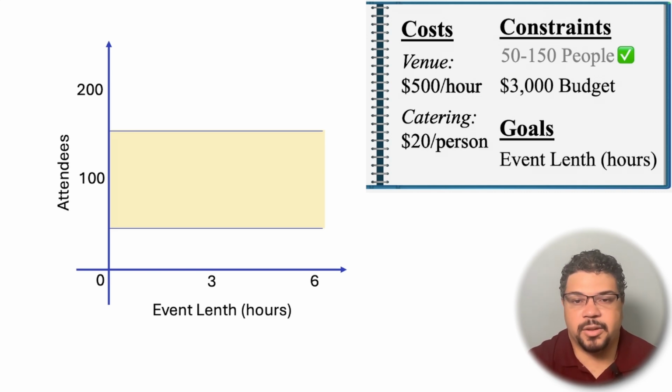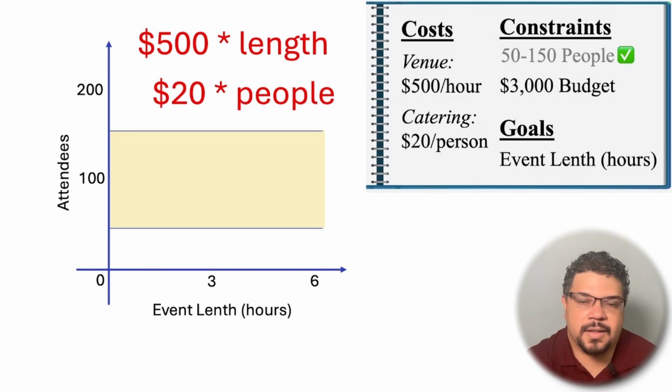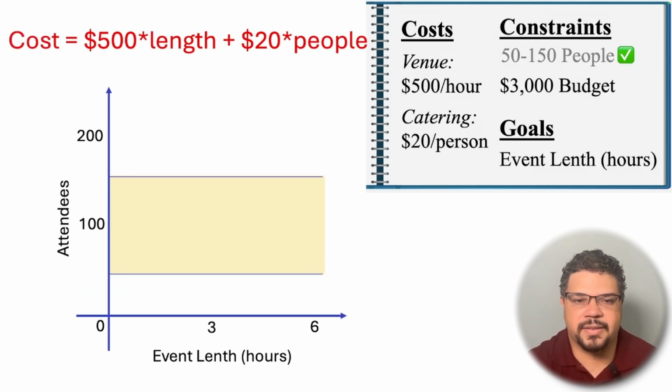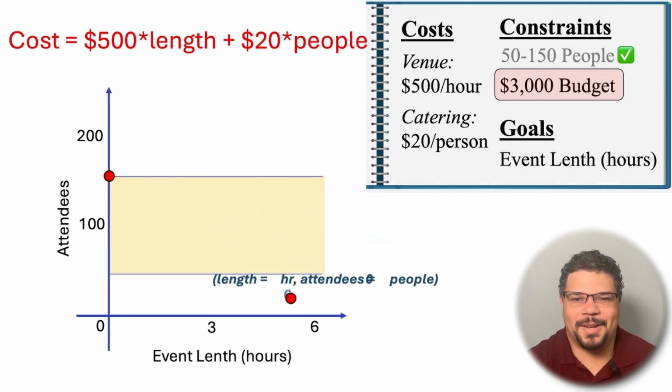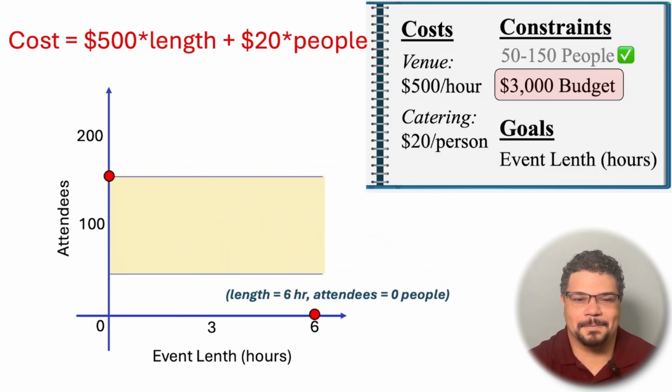Each person costs $20 in catering, and each hour costs $500 in venue fees. That leads to this equation for our total costs. We have a budget of $3,000, and if we spent all of that on the $20 per person catering fees, we could afford 150 people. That corresponds to this point in our state space. If we didn't have any catering and spent all the $3,000 on the $500 an hour event fee, we could afford a 6-hour event. That corresponds to this new point in our state space here.